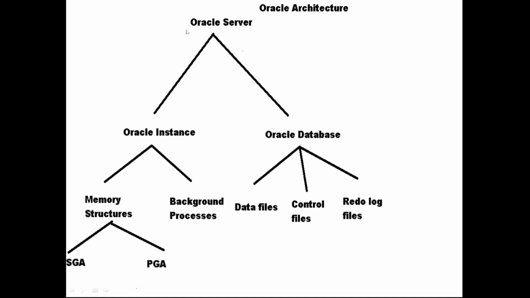That is, the Oracle server contains the Oracle instance and the Oracle database. The Oracle instance contains two components, memory structures and background processes. Two types of memory structures are there, SGA and PGA. And under the Oracle database, three files are there: data files, control files, and redo log files. These three files you should know.